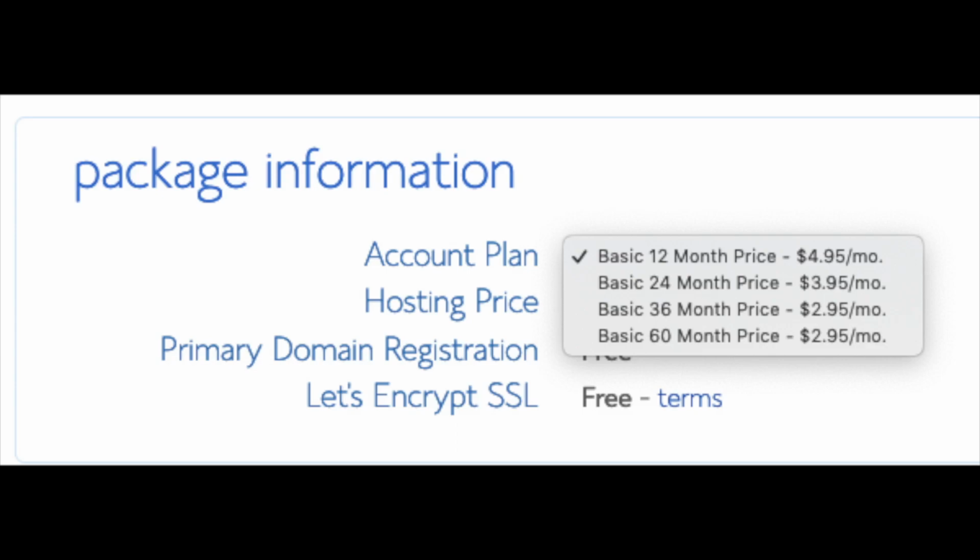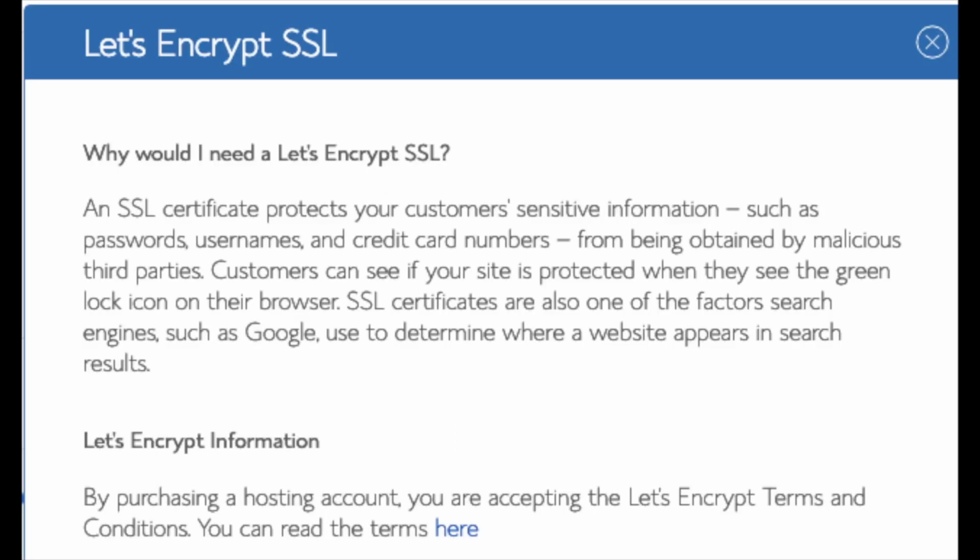You'll see account plan. This is where you can select the term for your hosting package. You have 12 months, 24 months, 36 months, and 60 months. As you can see, you'll save money the longer you purchase your hosting for. I'm going to select the 12 months package. Setup fee is free. Domain registration is free. Let's Encrypt SSL is free.